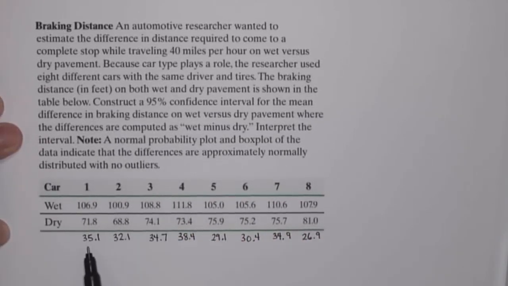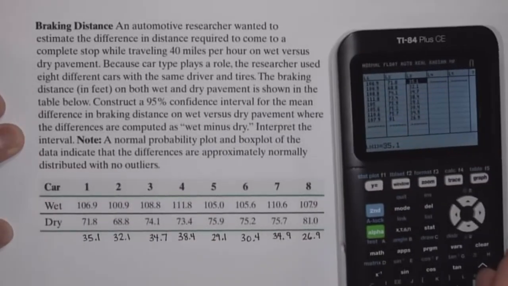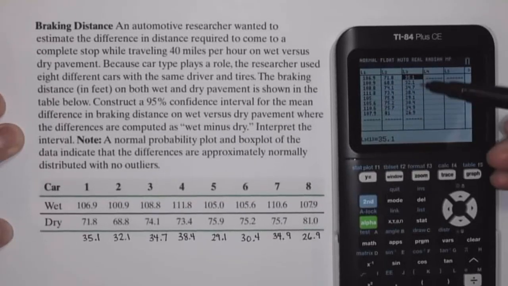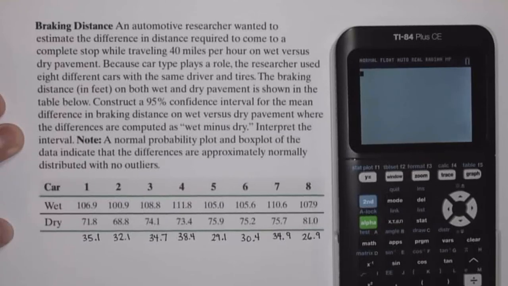If we did a normal probability plot of these 8 differences, that indicates that we have a normal probability distribution. And if we do a box plot, there are no outliers. So that's what this note was about. It was on those 8 differences. So we need to find the mean and the standard deviation of these differences. Since we have those differences in list 3 on the calculator, I'm going to use that to find d bar and s sub d. So go back to the home screen.